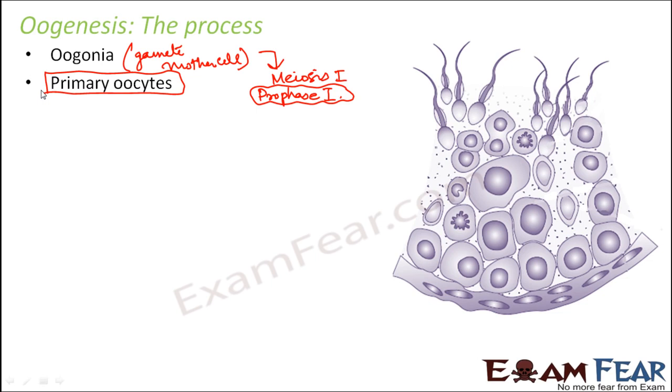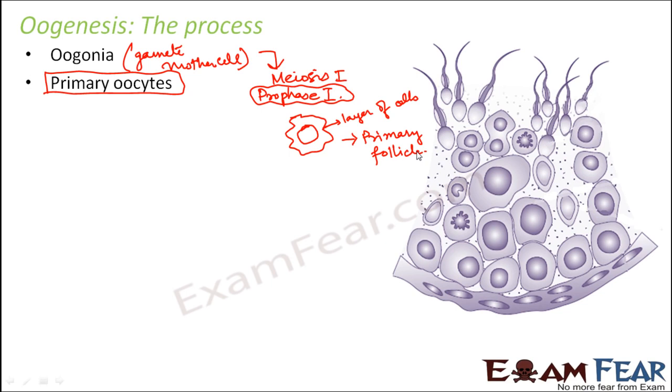Now what happens to the primary oocytes later? Gradually, this is how the primary oocyte would look like. Now the primary oocyte starts developing a layer of cells around itself. So what is this? This is nothing but a layer of cells. The structure which is formed when the primary oocyte gets surrounded by a layer of cells is known as the primary follicle. Several such primary follicles are formed inside the ovary.